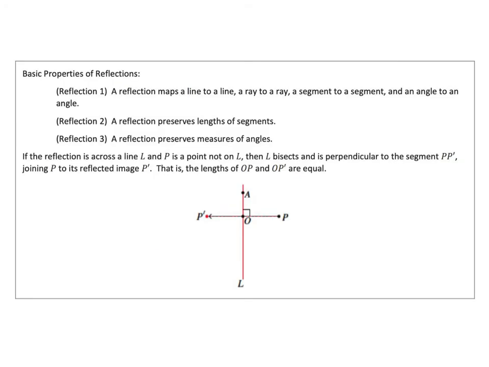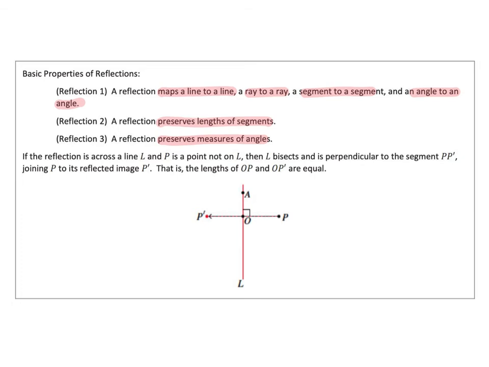All right, just to go over the basic properties of reflections, they map lines to lines, rays to rays, segments to segments, and angles to angles. That's just basically saying these measurements, these degrees, they're all going to stay the same. They preserve the lengths, they preserve the measurements. So if you have a measurement on one side of 45 degrees, if it reflected across a line, the other side, it's still going to be 45 degrees, okay?